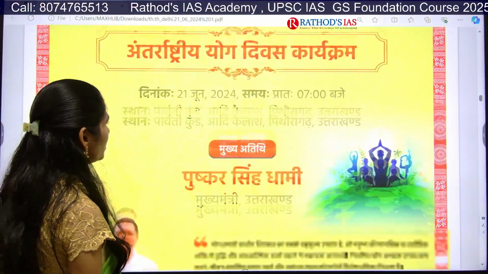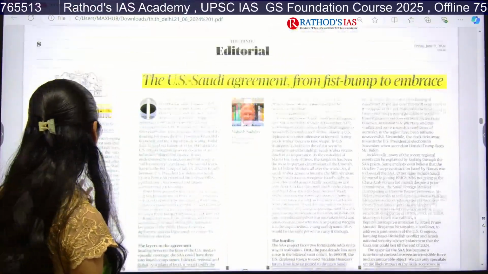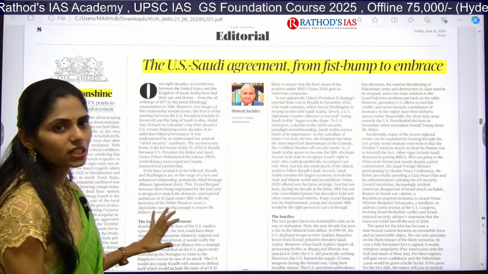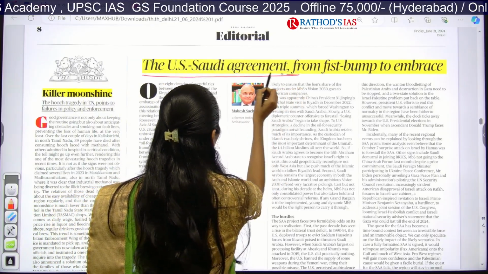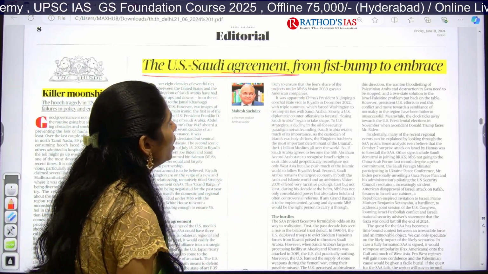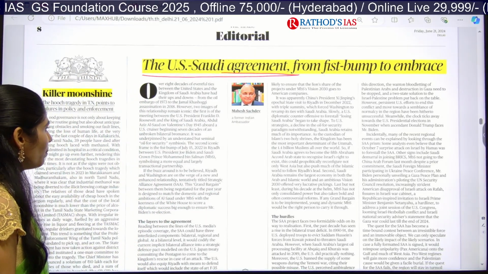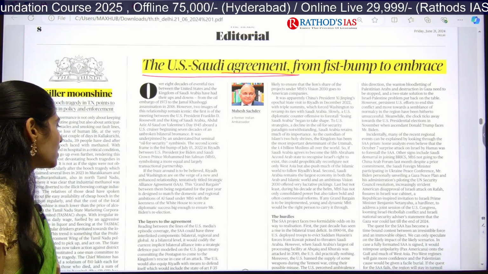Okay, now let us go on to our editorial page. In this editorial page, I discussed this Hoods tragedy, and there is one more article which is important. Okay, let us see that. The US-Saudi agreement, from fist bump to embrace. So actually it is talking about one important thing, that is a strategic alliance agreement.